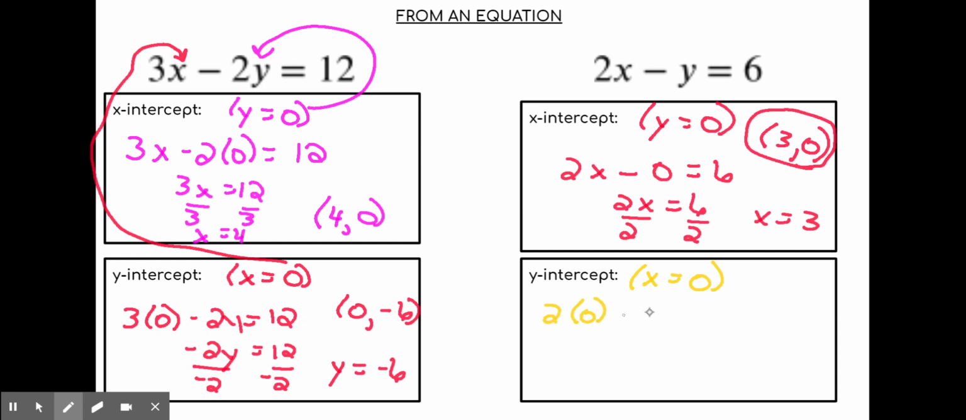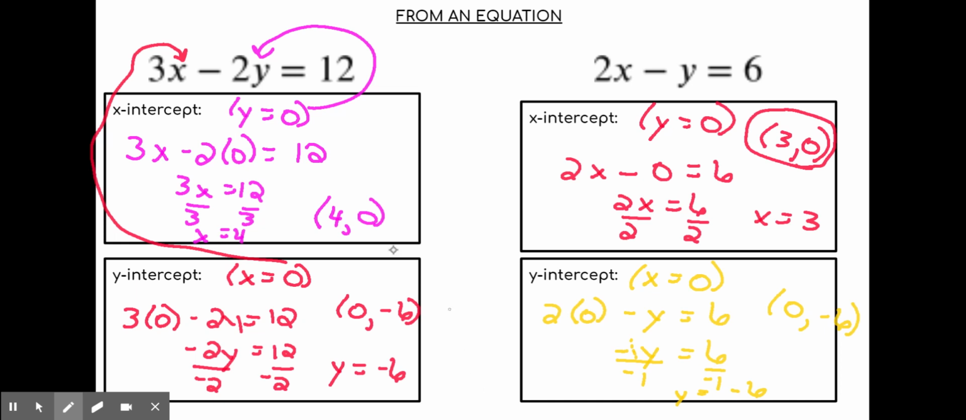So I'm going to substitute 0 in for x in my equation. So 2 times 0 minus y equals 6. 2 times 0 is 0. So I have negative y equals 6. If you remember how to handle this, this is negative 1 times y. So I'm going to divide both sides by negative 1. And I get y is negative 6. So what are the coordinates of my y-intercept for this equation? All right, and it's 0, negative 6.